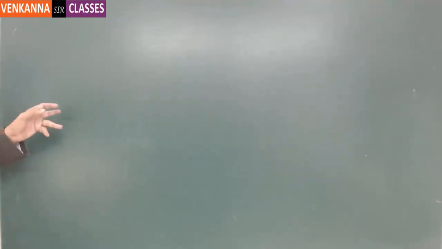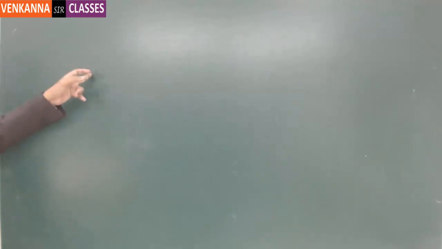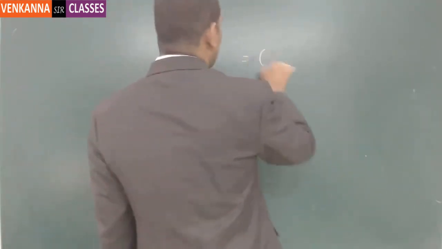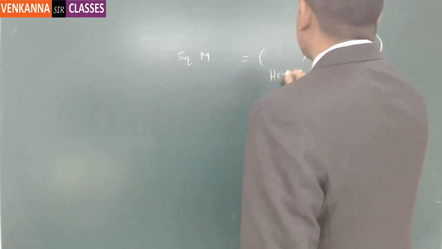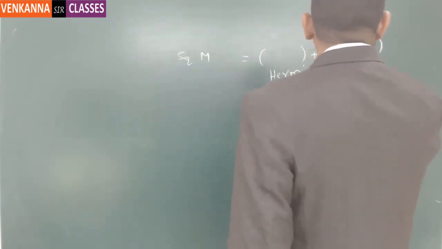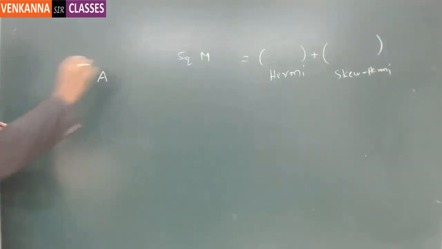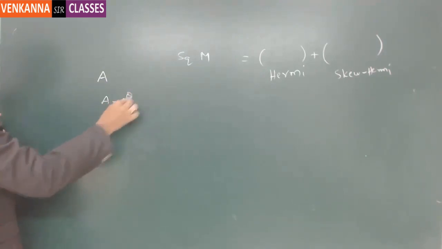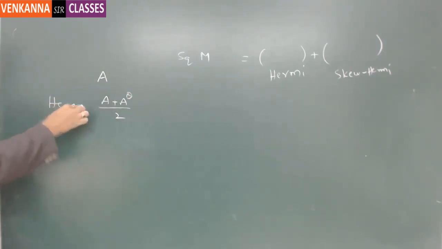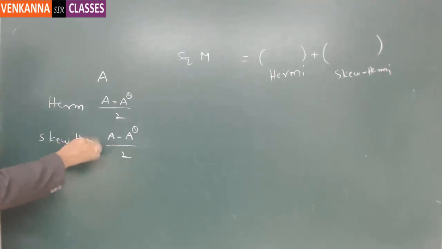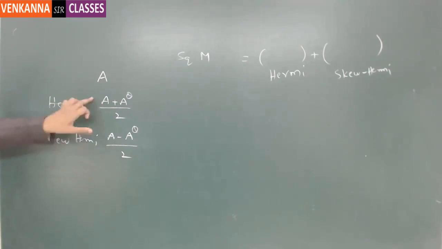So as we have observed, every square matrix can be written as the sum of a symmetric and a skew-symmetric matrix. Similarly, whenever you take a complex square matrix, it can be represented as the sum of two matrices: one is a Hermitian matrix and the second is a skew-Hermitian matrix. How is it done? Whenever you have a matrix A, we calculate (A plus A^θ) by 2, which is the Hermitian matrix. For the second one, we calculate (A minus A^θ) by 2, which is skew-Hermitian. So A is represented as the sum of these two.